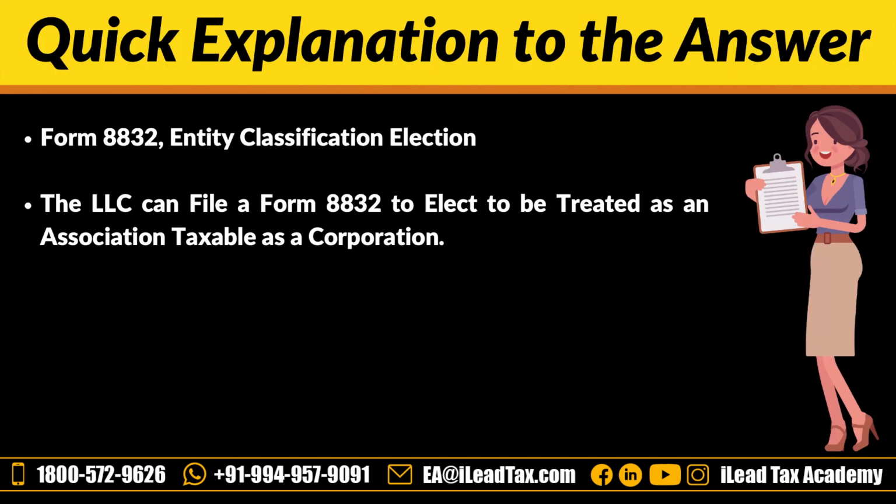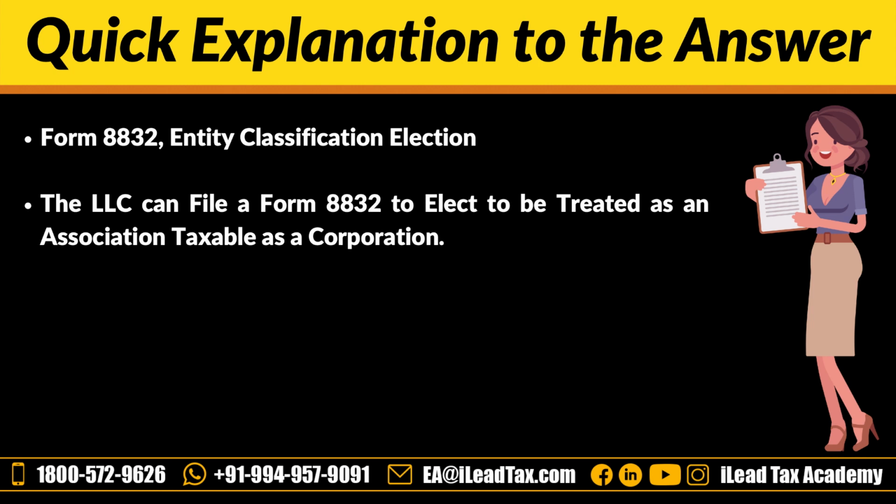So here Form 8832, also known as Entity Classification Election, is used by eligible entities to elect how they want to be classified for federal tax purposes. This form allows entities such as limited liability company to choose whether to be taxed as C corporation, S corporation, partnership, or disregarded entity. The entity's chosen tax classification will determine how its income is taxed and reported.